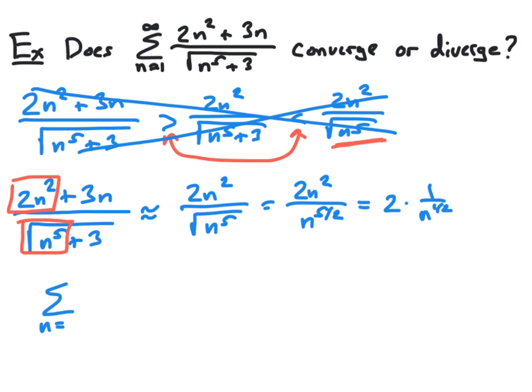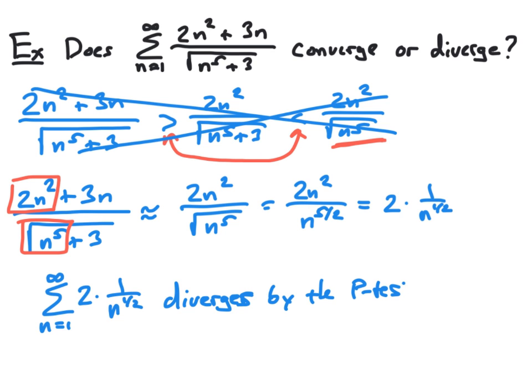And we know this series here, n equal 1 to infinity, of 2 times 1 over n to the 1/2. This is a p series with p equal to 1/2. So this will be a divergent p series. So this diverges by the p-test, since it's a constant multiple of the p series with p equal to 1/2, and 1/2 is less than 1. And so we know that our comparing series, the series we're going to compare to, diverges.